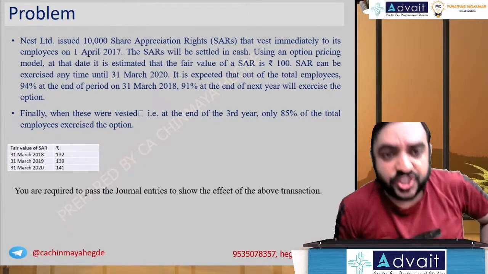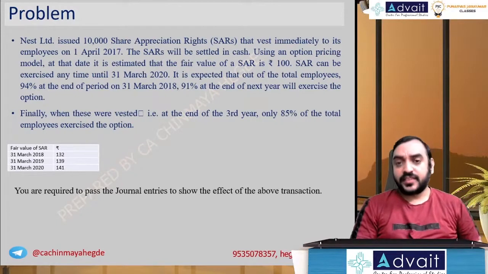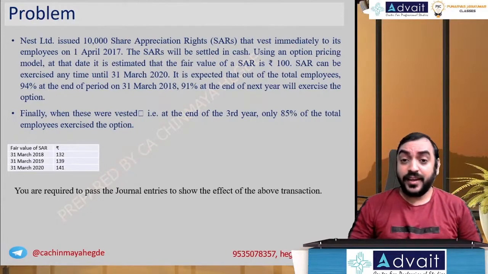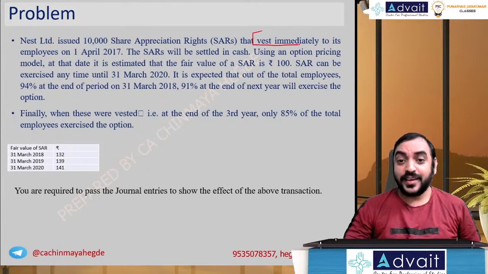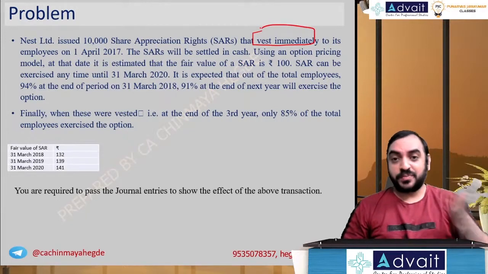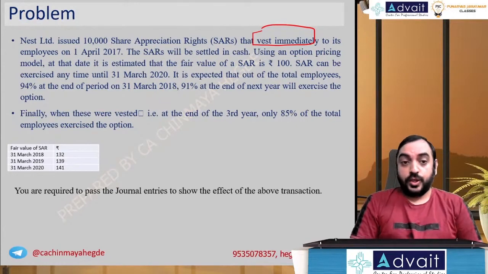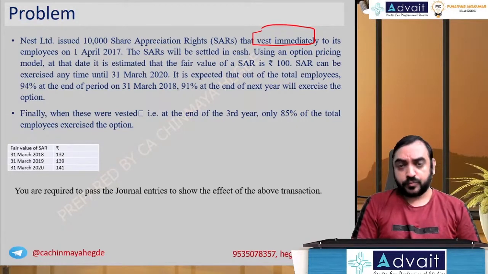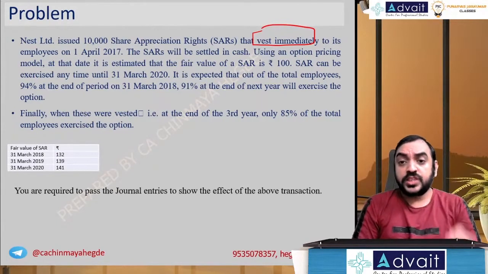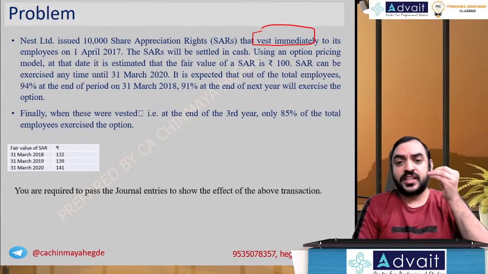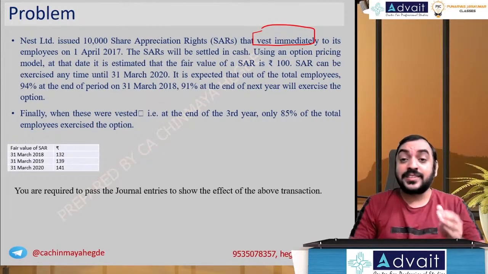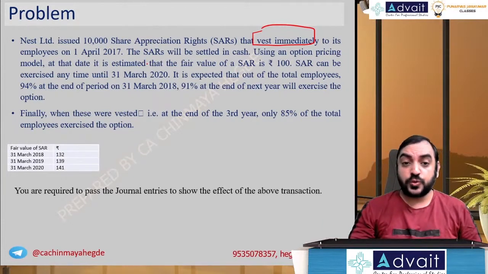Net Limited issued 10,000 share appreciation rights (SAR) that vest immediately. No vesting period, no spread across, immediately. Please note this point. To its employees on 1st of April. So expense should be recognized immediately, in fact. The SAR will be settled in cash. Using an option pricing model, at the date it is estimated that the fair value of SAR is 100 rupees. SAR can be exercised anytime until 31st March 2020.